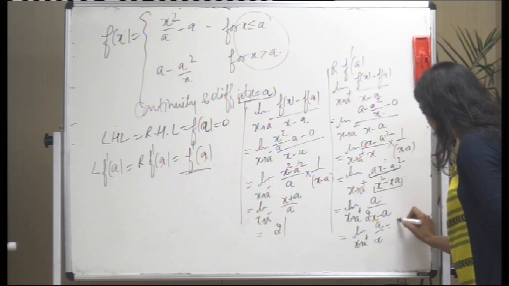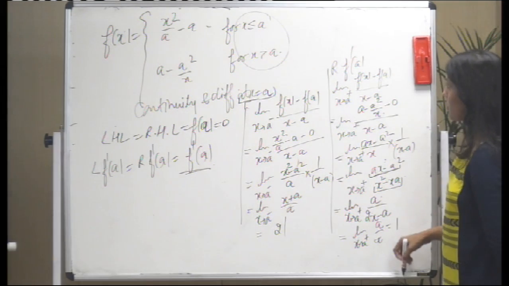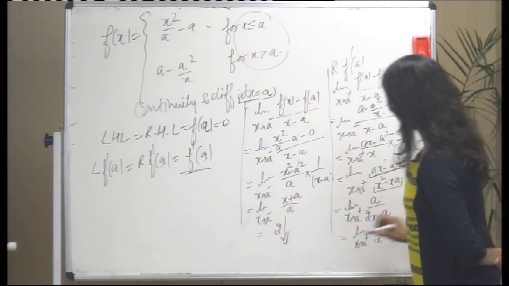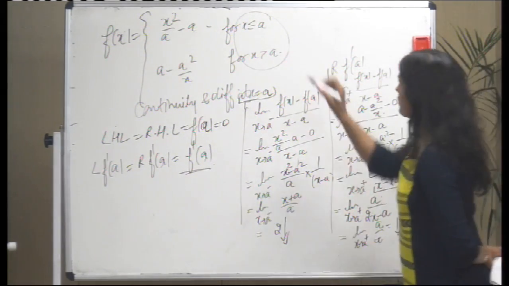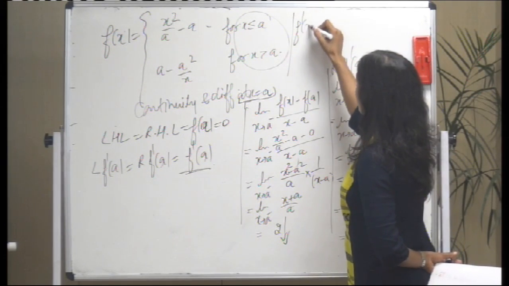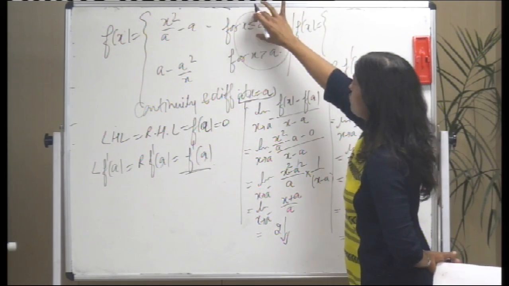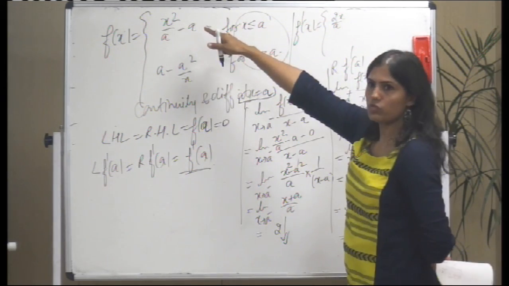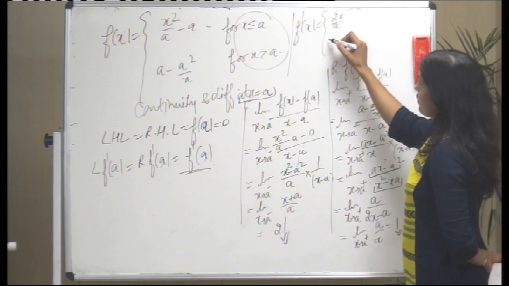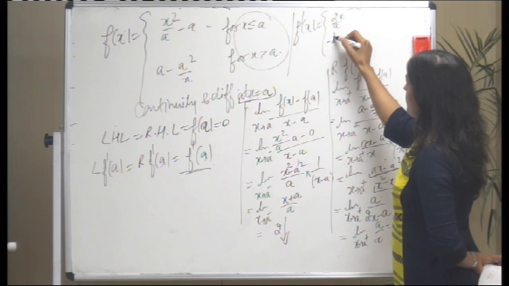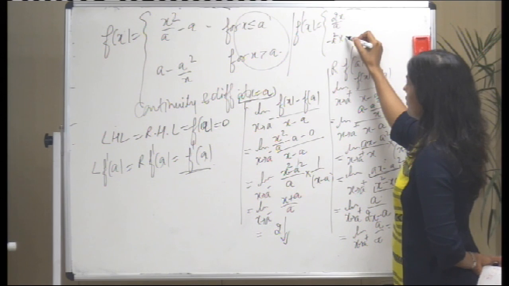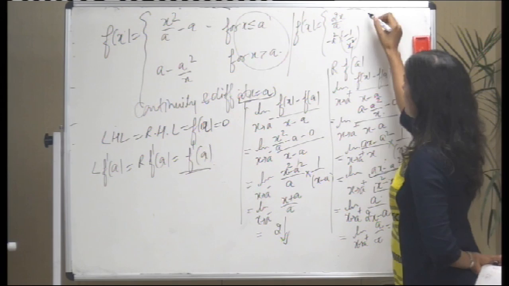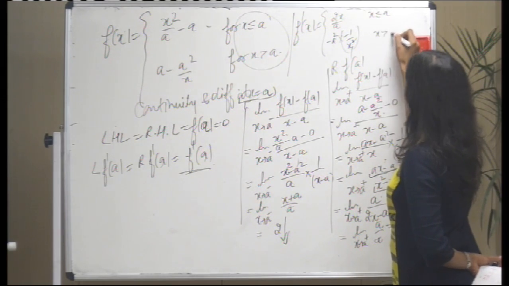A upon A is 1. Now this is 2, this is 1. It is clear-cut that this is not differentiable. Directly tell me f dash x. F dash x for this case is 2x by A for the first one. For the second one it is minus A square, as it is 1 by x, the derivative is minus 1 by x square. Is it fine? This is the direct method, actually, I am telling you.